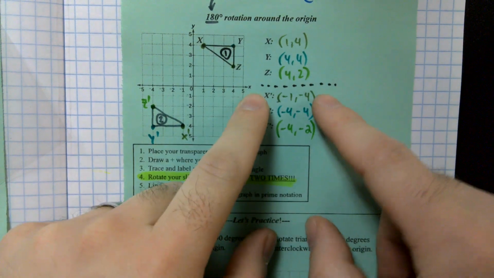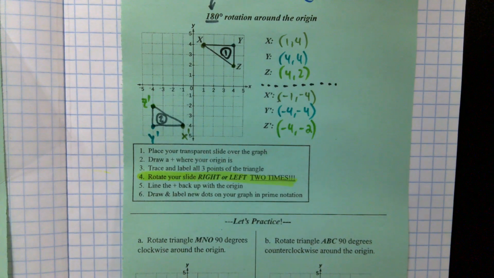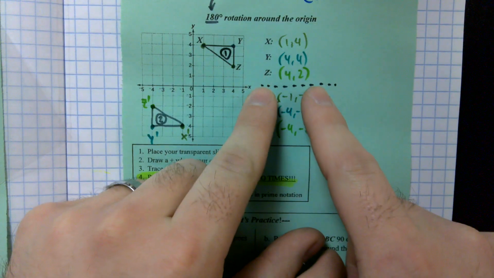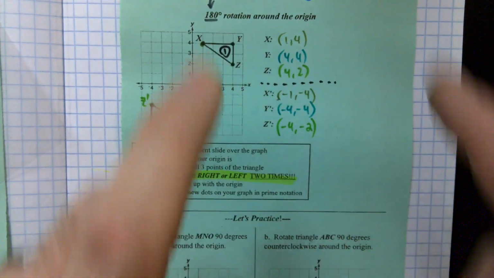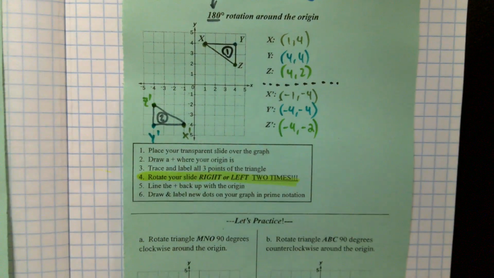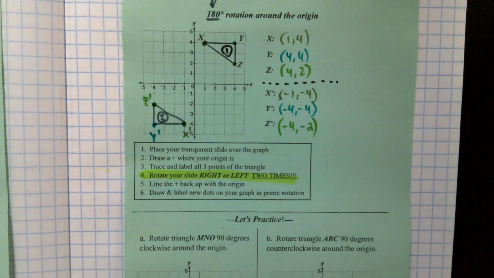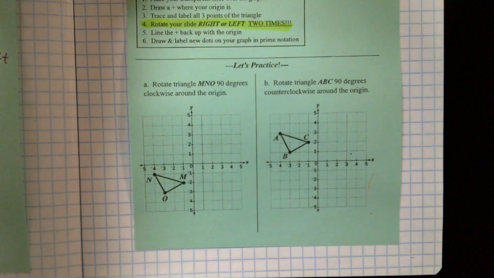What did I do with the 1 and the 4 though? I flipped both of the signs. So 1, 4 turns to negative 1, negative 4. 4, 4 turns to negative 4, negative 4. And 4, 2 turns to negative 4, negative 2. All right? Like I said, we're not going to talk about the rule today. I just want us to get comfortable using this little guy. So let's go ahead and do that with this.